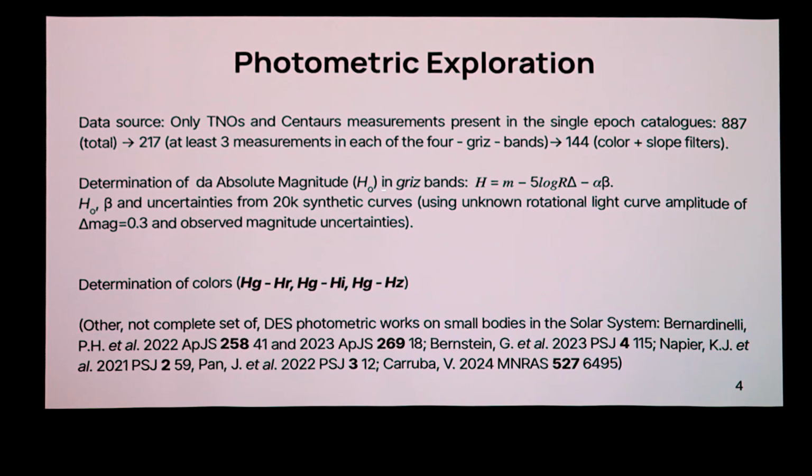With these objects, we determine for each object and for each band the absolute magnitude. The absolute magnitude and the phase coefficients were determined from synthetic curves, taking into consideration a non-zero light curve amplitude and also the uncertainties in the observed magnitude. And with these values, we form 3 colors.